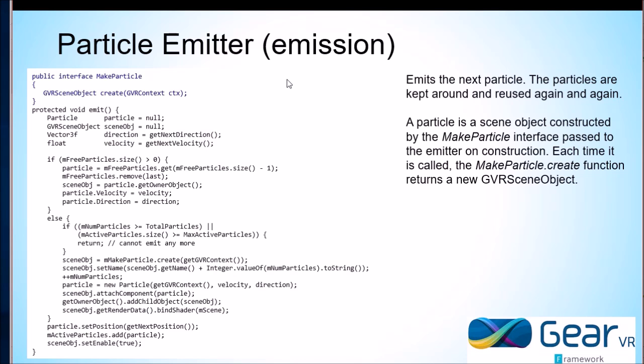Now, a particle is a scene object that has got a particle component on it. So the way you talk to the particle emitter about how to construct its scene object is you make an interface, a make particle interface, and this is part of the particle emitter class, and it has a function called create that takes in the context and outputs a scene object. So every time you want to emit a particle, you'll call this function from the interface that's provided, and then it'll make a new scene object, and it's up to you what kind of scene object you want to make.